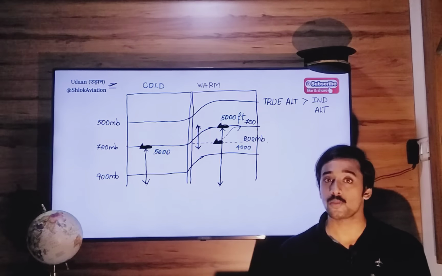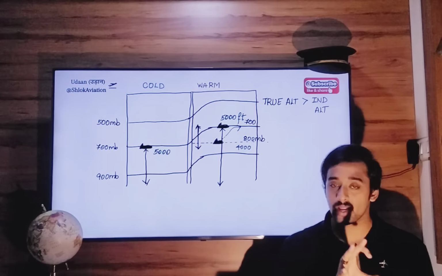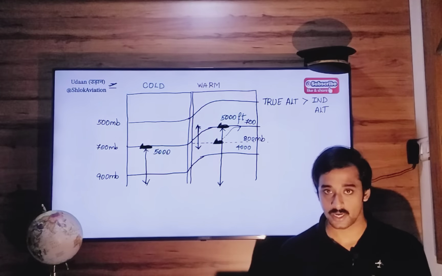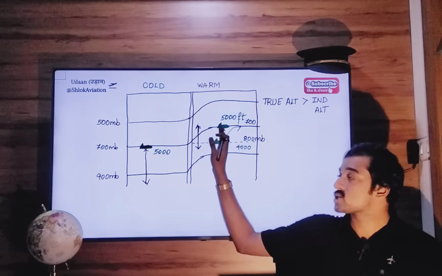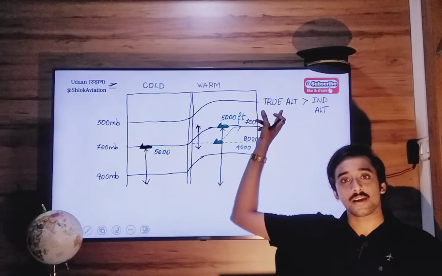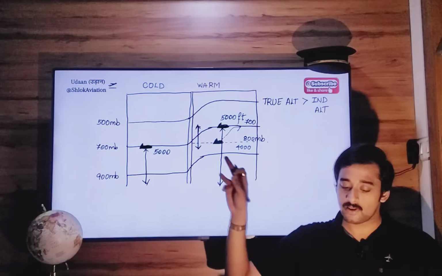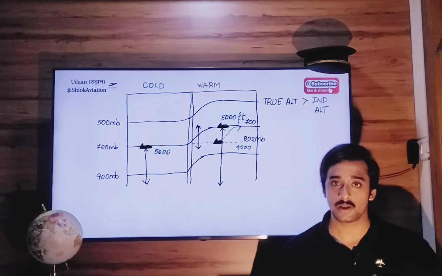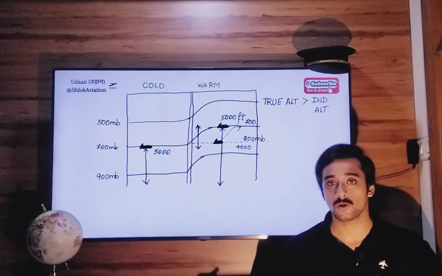Similarly, there is a barometric error or pressure error. When you fly from high pressure to low pressure, the true altitude of your aircraft is less than indicated altitude. When you fly from warm air mass to cold air mass, the opposite will happen: true altitude will be less than indicated altitude. When you fly from cold to warm, true altitude will be more than indicated altitude. So do watch that altimetry video lecture. It will be very useful.